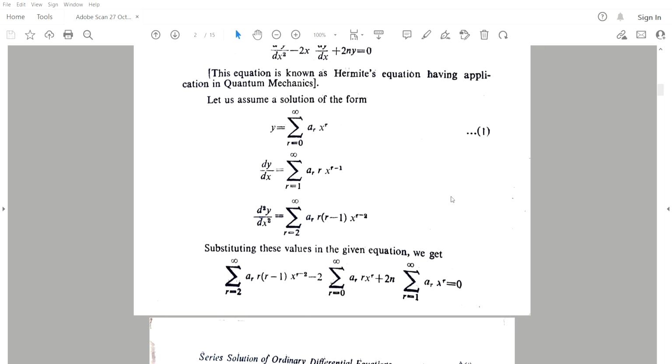Because after that there is an application of series solution in Legendre polynomial and Bessel's equation, Legendre equation and Bessel equation, which are the two topics for your semester, last topics.